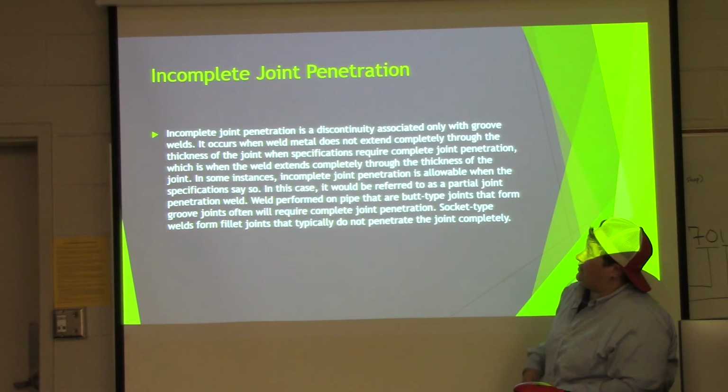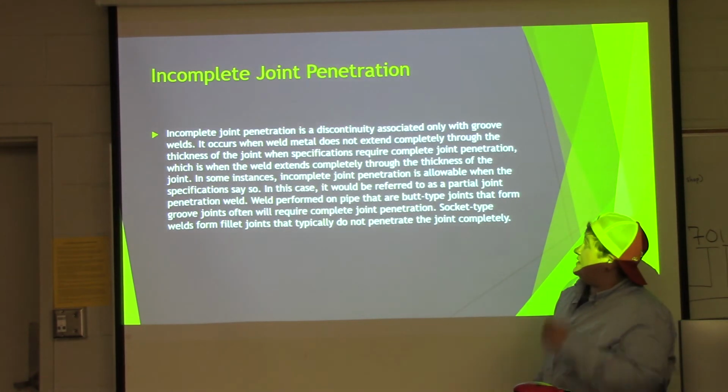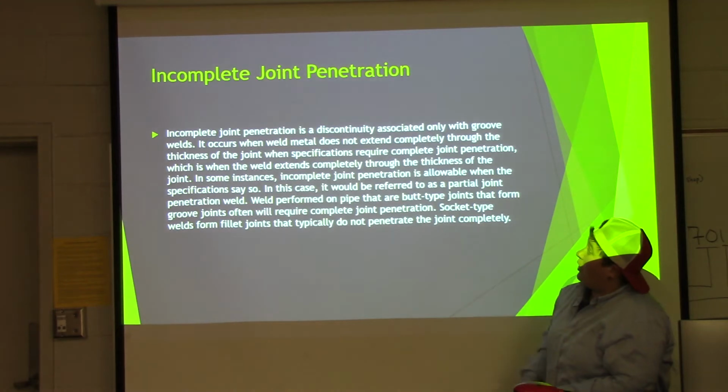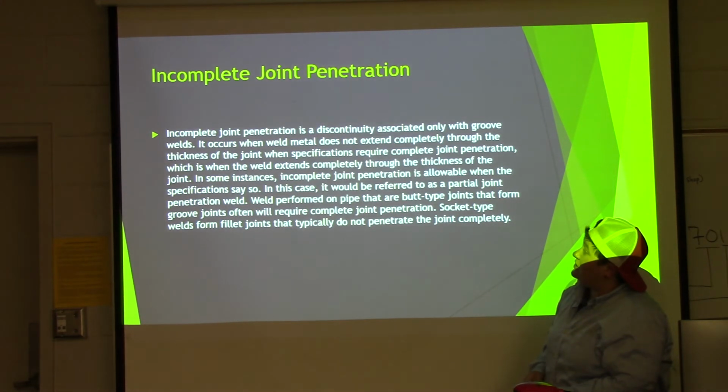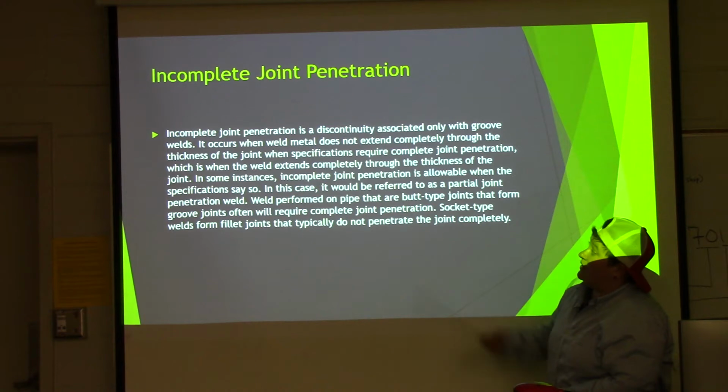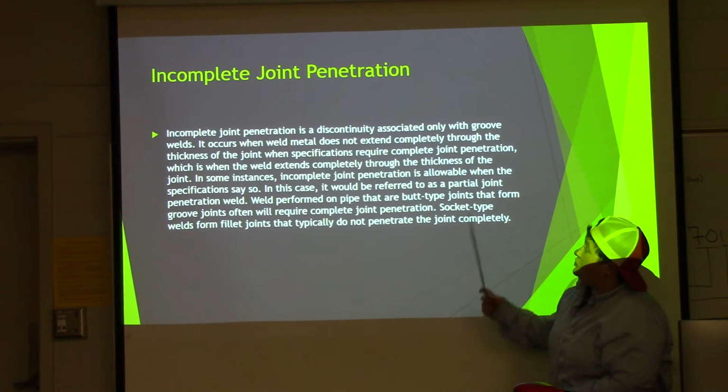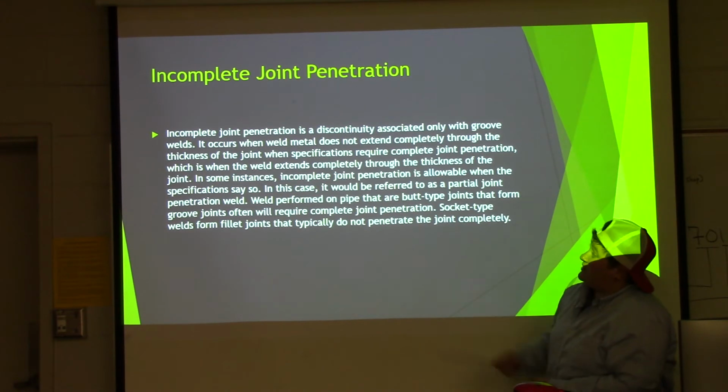Incomplete joint penetration. Incomplete joint penetration is a discontinuity associated only with groove welds. It occurs when weld metal does not extend completely through the thickness of the joint when specifications require complete joint penetration, which is when the weld extends completely through the thickness of the joint. In some instances, incomplete joint penetration is allowable when the specification says so. In this case, it would be referred to as a partial joint penetration weld.